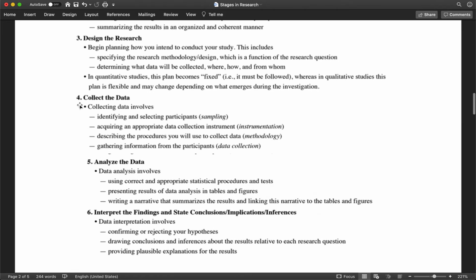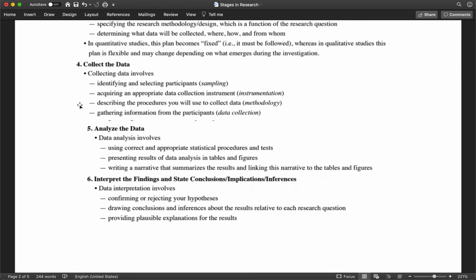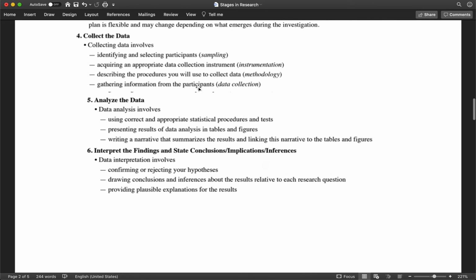Then you'll collect the data. Dependent on what type of research you're doing, you'll collect the data, whether it's from participants, whether it's from ex post facto, meaning past data results from other places, or comparing data from different sets. Then you'll want to look at your instrument, your methodology, and then actually gathering. So once you identify and select the participants, that's sampling, then you'll choose what the instrument will be used to measure it, and then the procedures, that's your methodology of collecting the data, and then collecting that data from the participants is the actual data collection process.